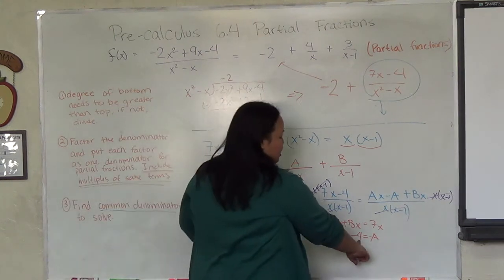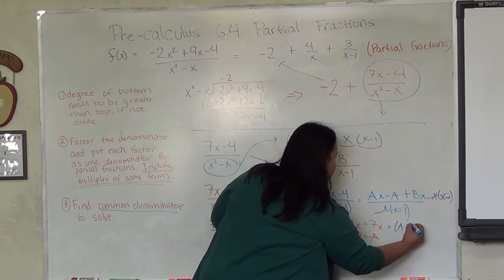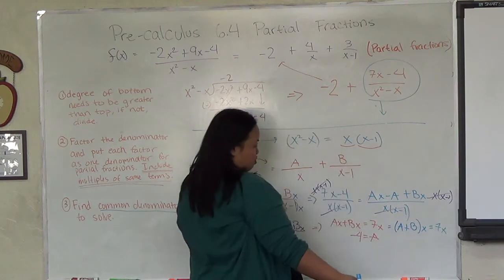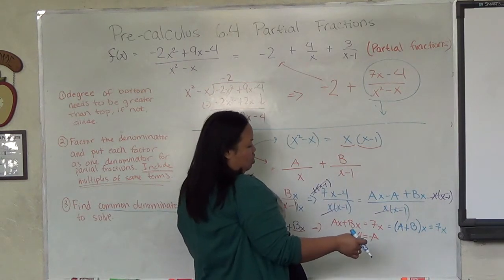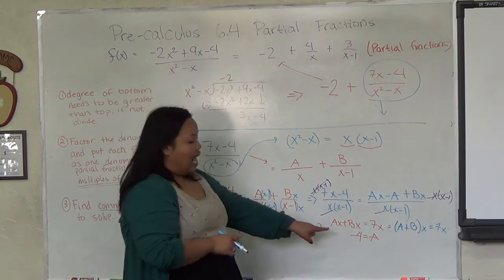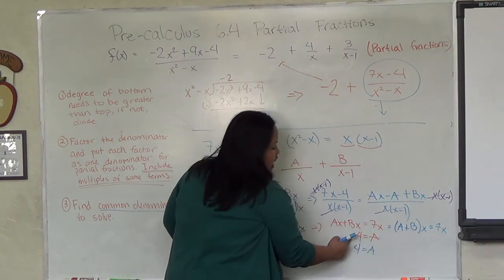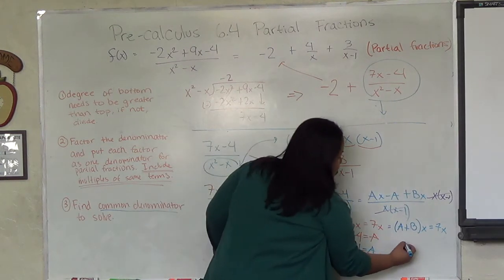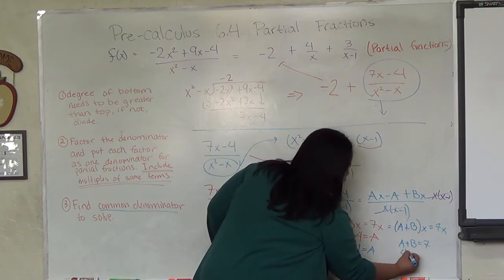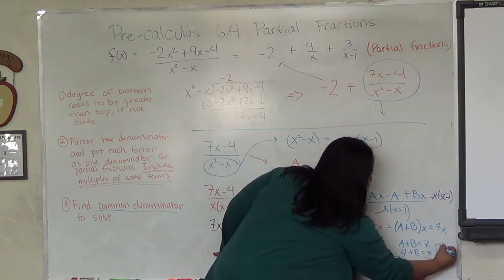So this is telling me that I can solve this. Well, this would be (A plus B)x equals 7x. So A plus B has to equal 7. That could be any number of things, but A is 4. No, A is 4 because negative 4 equals negative A. A is 4. So that means A plus B has to equal 7. 4 plus B equals 7, so B equals 7 minus 4. B equals 3.